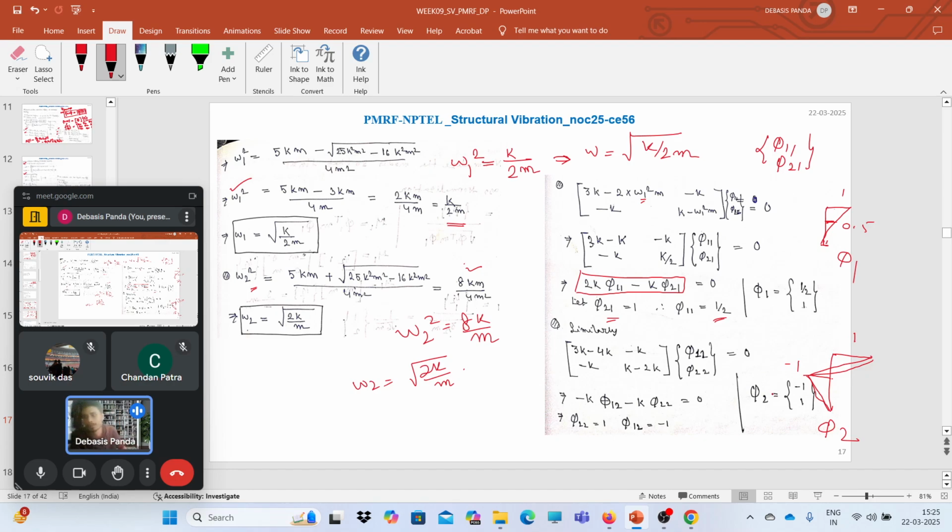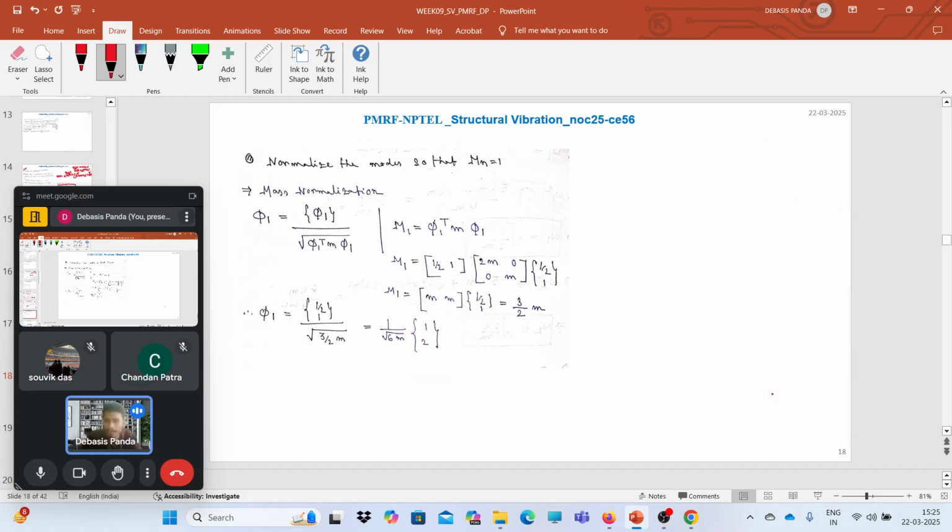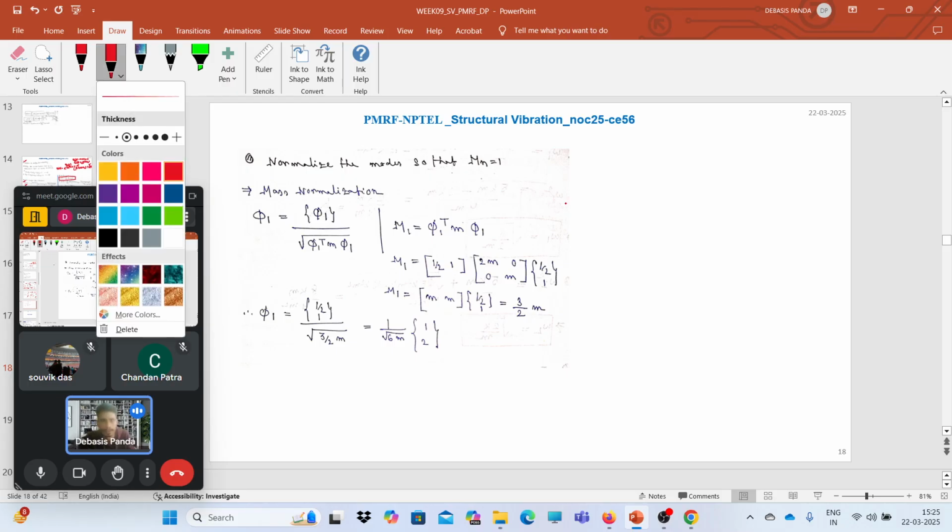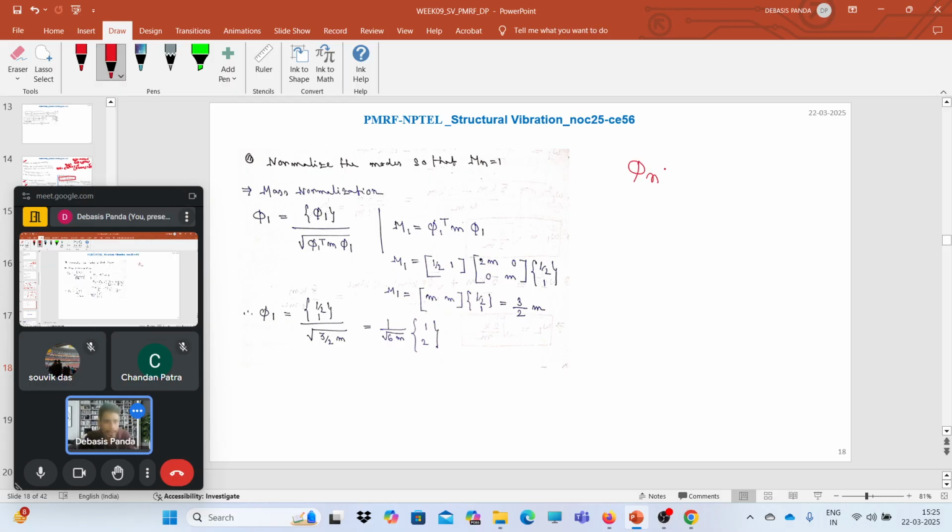Now we have the mode shape. What the question asks is that you need to normalize it with respect to mass. So how can we do the mass normalization? For the mass normalization, we need to follow this: phi n transpose M phi n should be 1. Here M is the normal mass matrix, not normalized or anything. That means this is the nth component of the modal mass matrix, Mn.